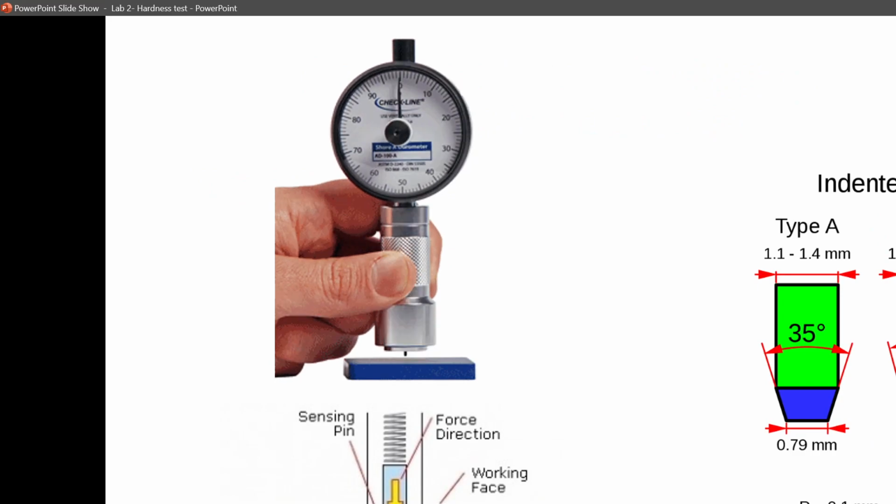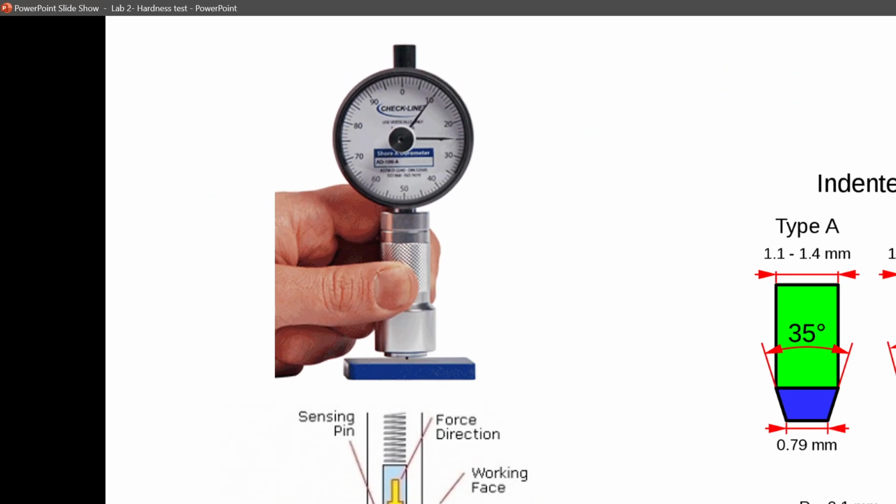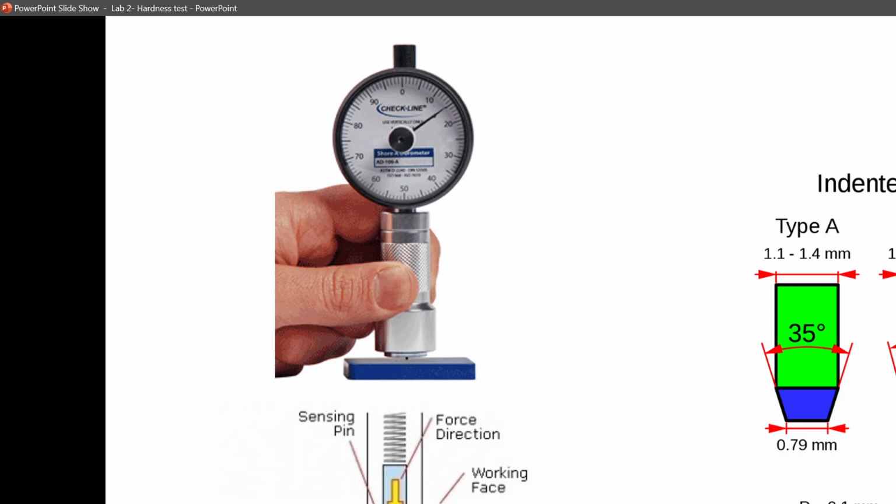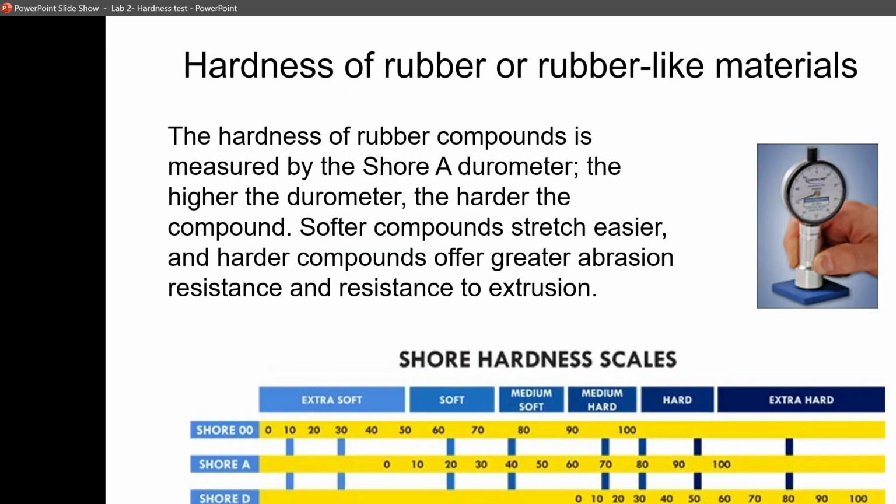This is how it works. Essentially, just put it on the rubber, the dial here moves, and you read the value of the dial. That is going to be the hardness of this material.